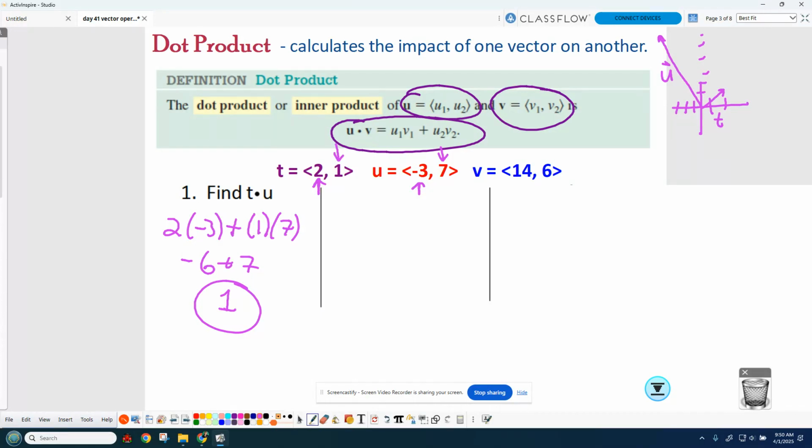The magnitudes are the same, but they're going in opposite directions. If they go in opposite directions, it should be a super negative. Sorta. So, okay, we'll see. Can you guys do the next two? Find t dot v and u dot v.